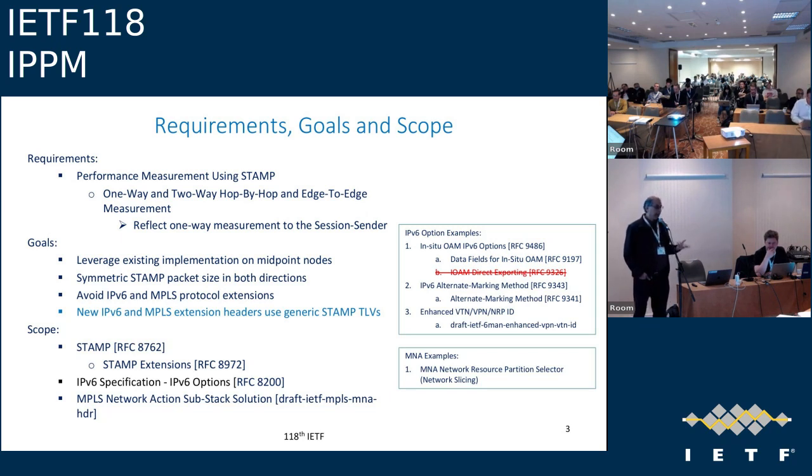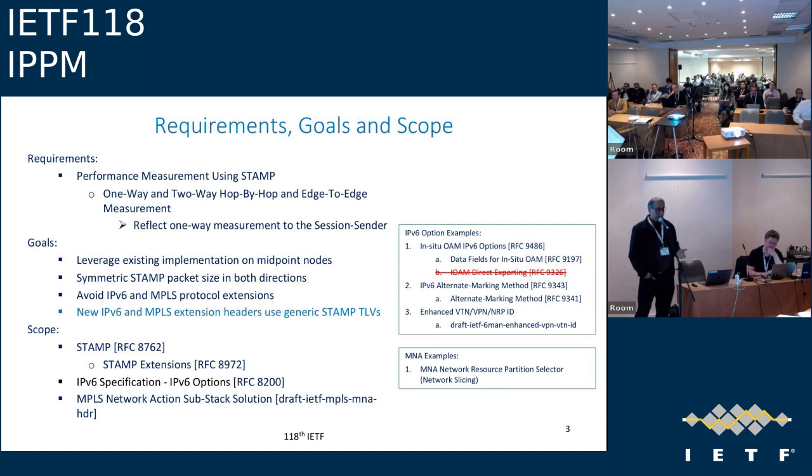The goal is to leverage the existing implementation that's out there. STAMP has a requirement for a symmetric packet size until the work that Greg completes for the asymmetric. We try to avoid the protocol extensions for IPv6 and MPLS, and we make the STAMP TLV generic, such that we future-proof it for all the extension headers in IPv6 and MPLS. The scope is STAMP extension, IPv6 options, and MPLS MNA substacks.